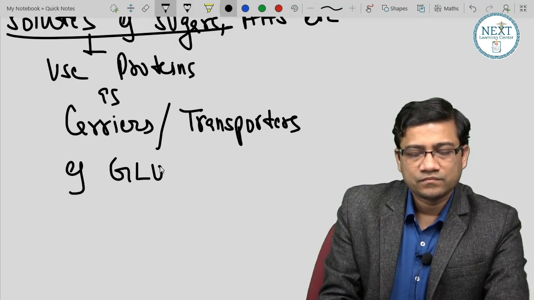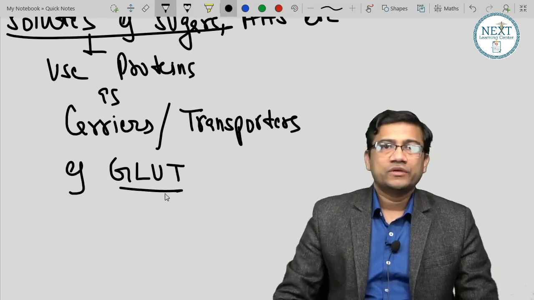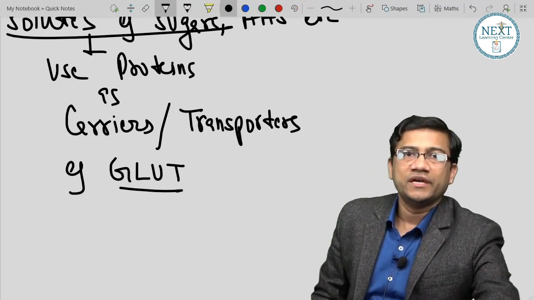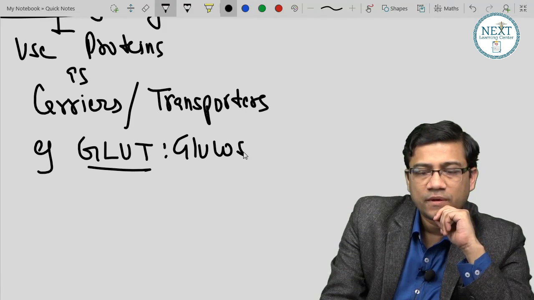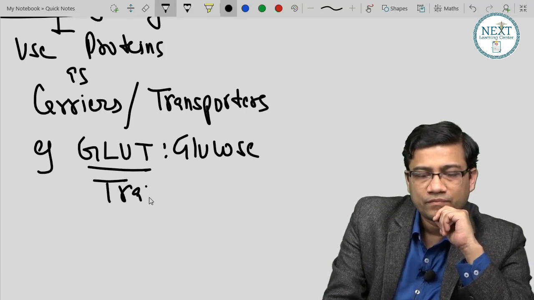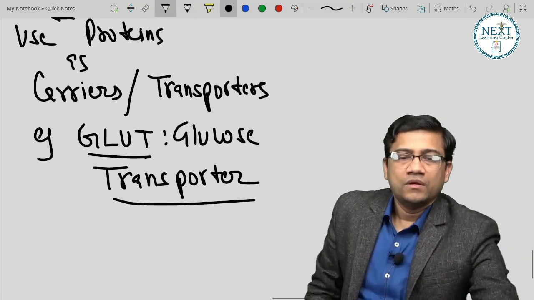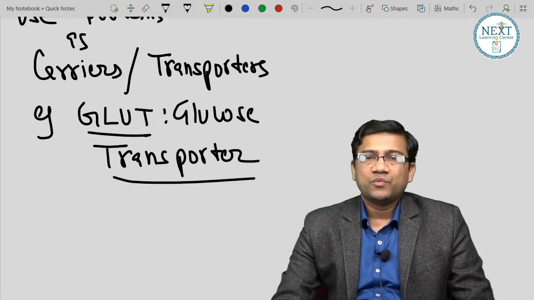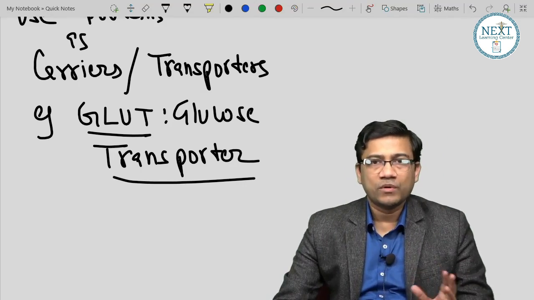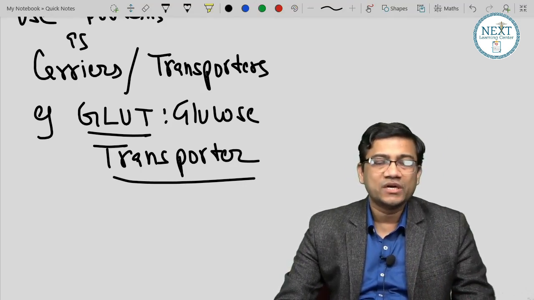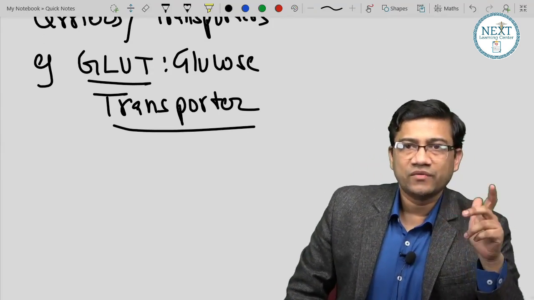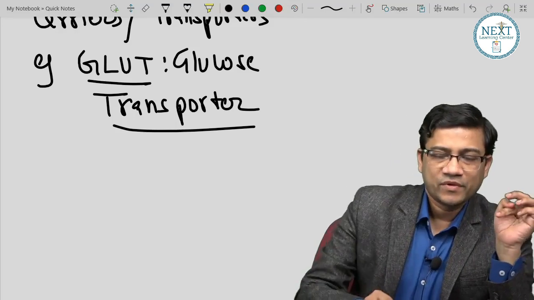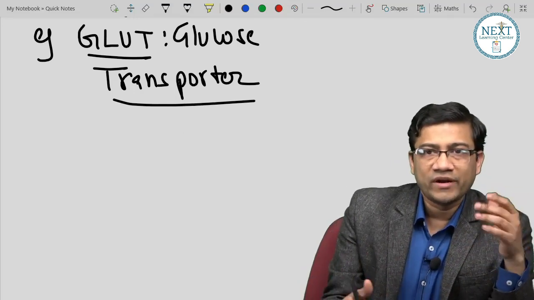Example, GLUT. Okay, so what is GLUT? It is the glucose transporter. It helps in transport of water soluble glucose inside the cell. So it is called GLUT, that is glucose transporter. Okay. I'll discuss the types of GLUT later on when I discuss the endocrine system, etc.